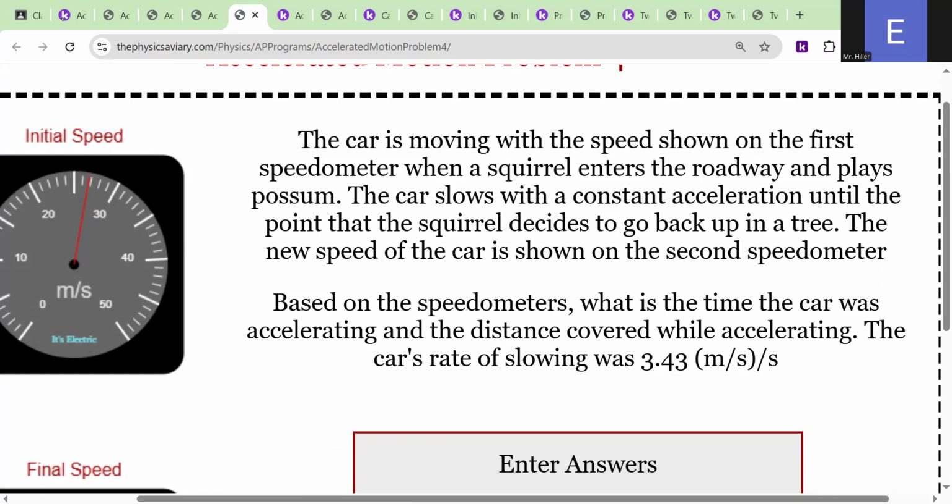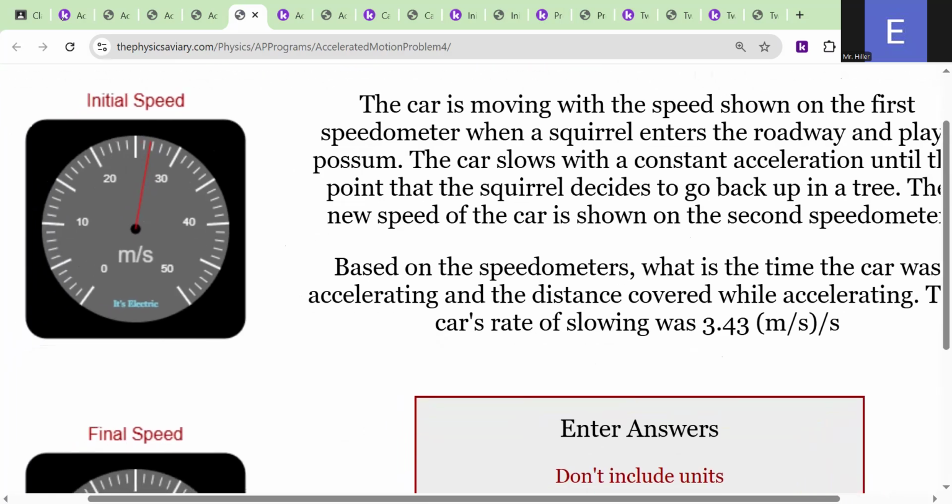Based on the speedometers, what is the time the car was accelerating, or decelerating in this case, and the distance covered while you're negatively accelerating? Remember, if it's slowing at a rate of the acceleration, your acceleration is going to be negative. So my acceleration is negative 3.43 meters per second squared.